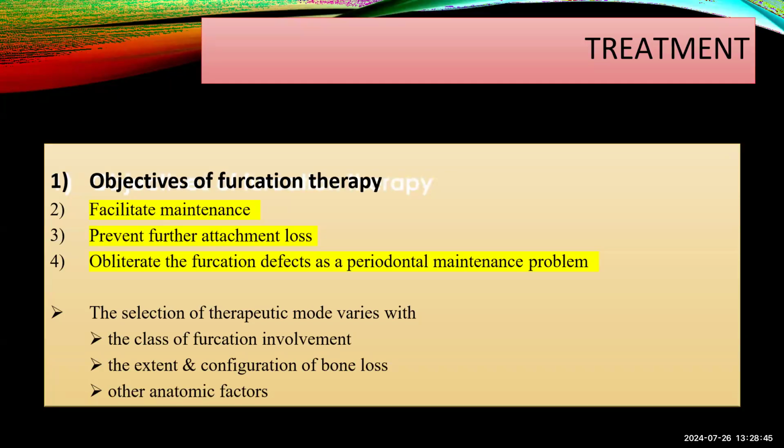And moving on to the last part, which is the treatment. How do you manage furcation defects? So what are the objectives of furcation therapy? What we need to know: first, it is to facilitate maintenance, then prevent further attachment loss, and obliterate the furcation defects as a periodontal maintenance problem. How you will choose this particular management technique varies with the classification of the furcation involvement, how much bone has been lost, and other various anatomic factors that are involved.